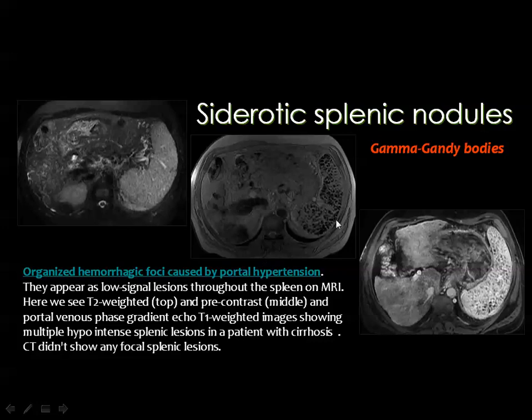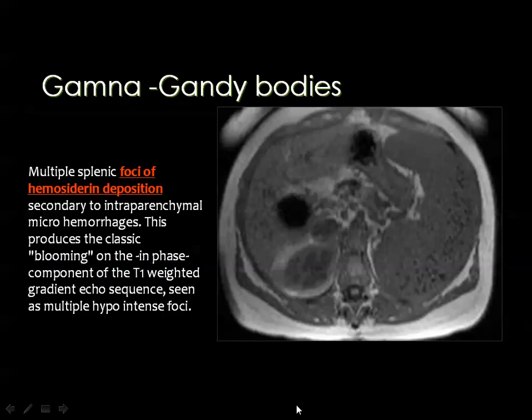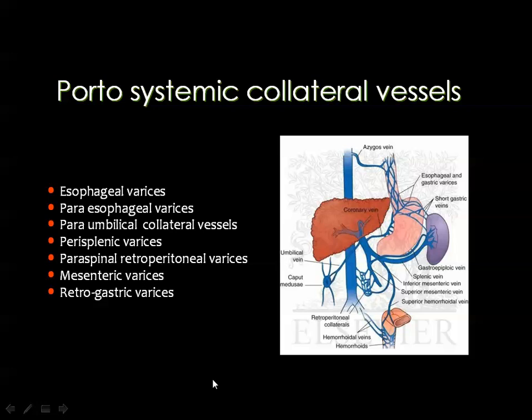The lesions are best seen in the gradient images and also in the T1 weighted image, but they are not well appreciated in the T2 weighted image. And this is a severe example of siderotic splenic nodules with too many low signal nodules scattered throughout the splenic parenchyma. And this is a case of liver cirrhosis and splenomegaly with multiple siderotic nodules seen in the splenic parenchyma.